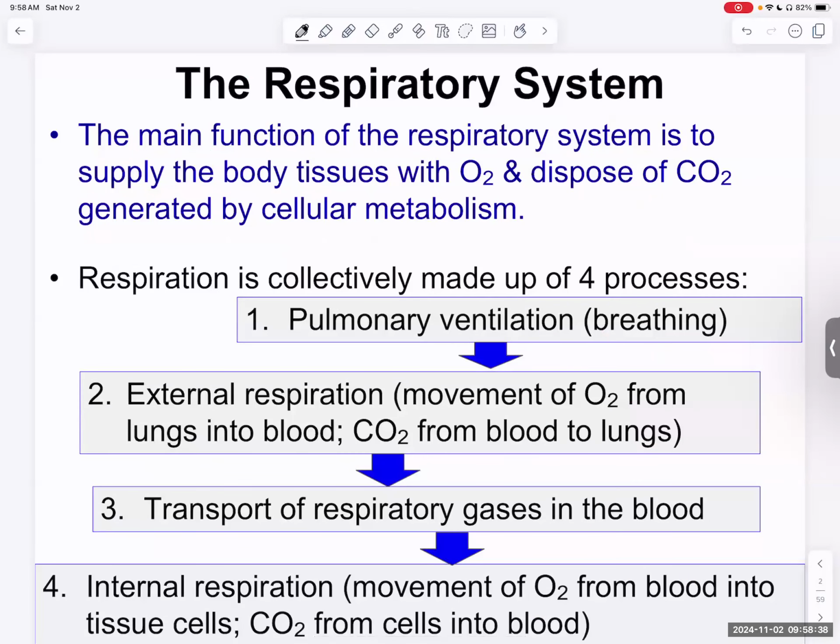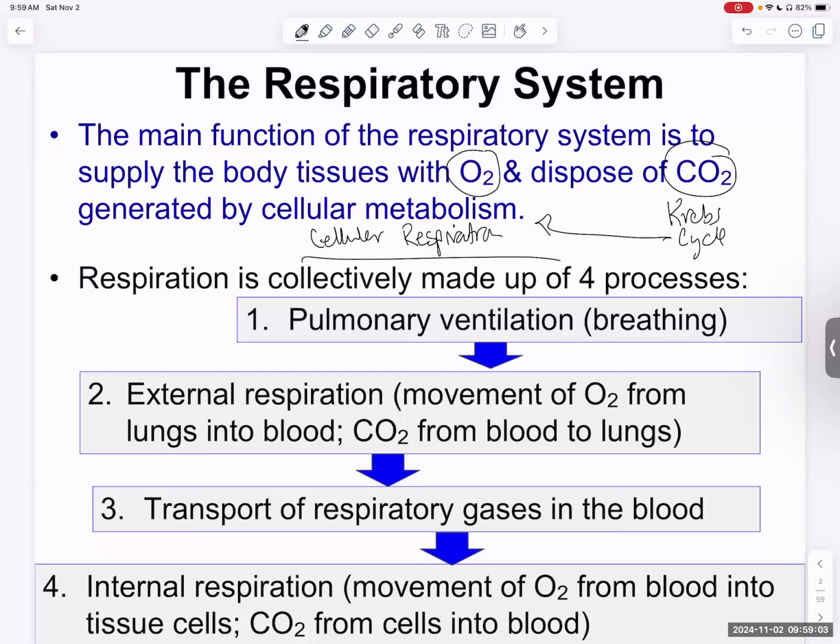So the respiratory system, main function, gas exchange. So we are exchanging oxygen and getting rid of carbon dioxide, which is a product of the Krebs cycle, right? And cellular metabolism, which is really cellular respiration. Cellular respiration, big concept this semester.